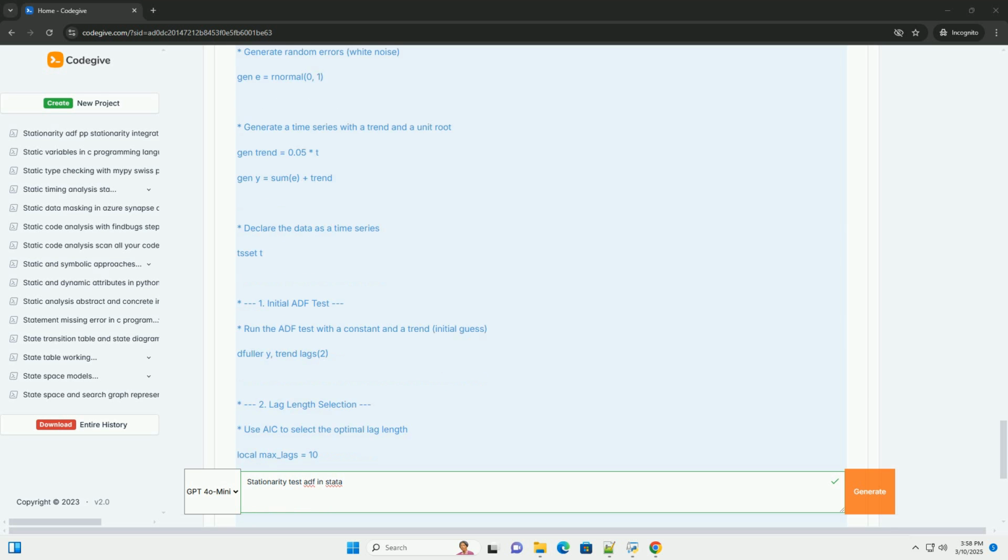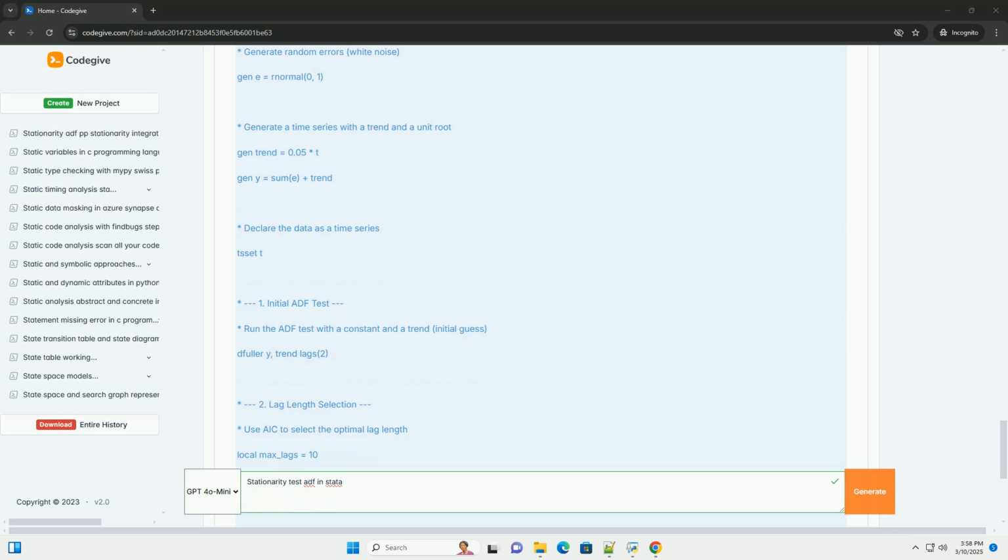`tsset t` declares that the data is a time series with t as the time variable. This is essential before using time series commands. `dfuller y, noconstant lags(2)` runs the ADF test on the variable y without a constant term, and with 2 lagged first differences.